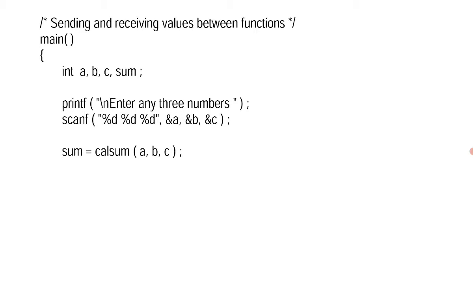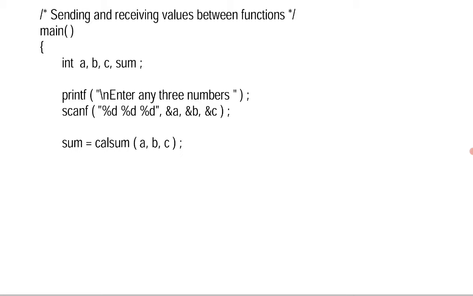Here we call it from the main program. The Ca-Sem function is called within the main program, so in that main program only we generally use this Ca-Sem. Ca-Sem is a user defined function used to calculate the sum of three numbers by passing three arguments or three parameters called A, B, C.